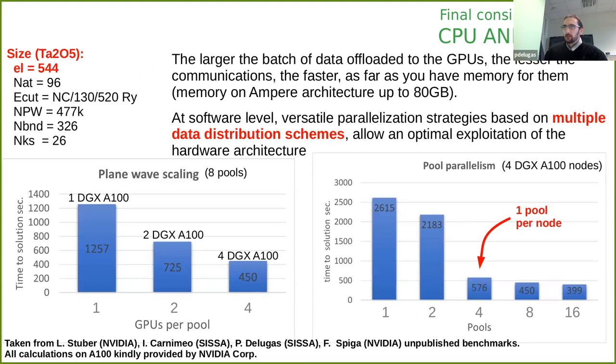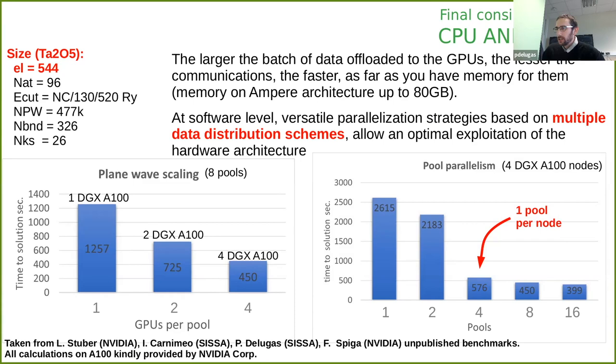So let me just show briefly some performance results for Quantum Espresso on GPUs. As you can see, of course, the larger the part of data offloaded to the GPU, the lesser the communication. So basically, you still have to optimize your MPI parallel scheme in order to fit into the available GPUs all the work you can. So you can see from the first graph that the parallelization over pools still works for the GPU case. And in the second graph, you see how for a system with 26 K points, the optimal number of pools is 4.